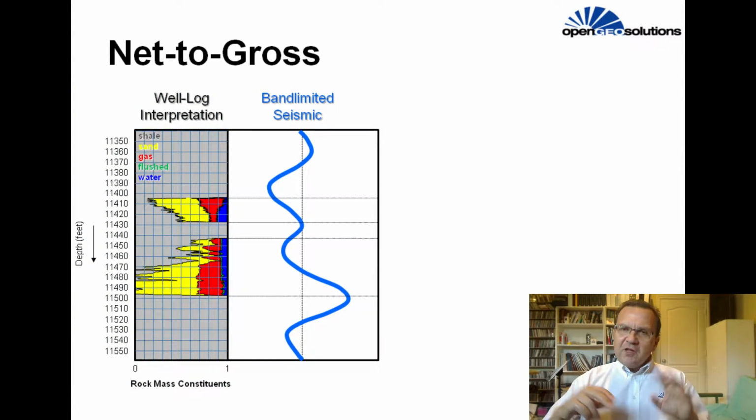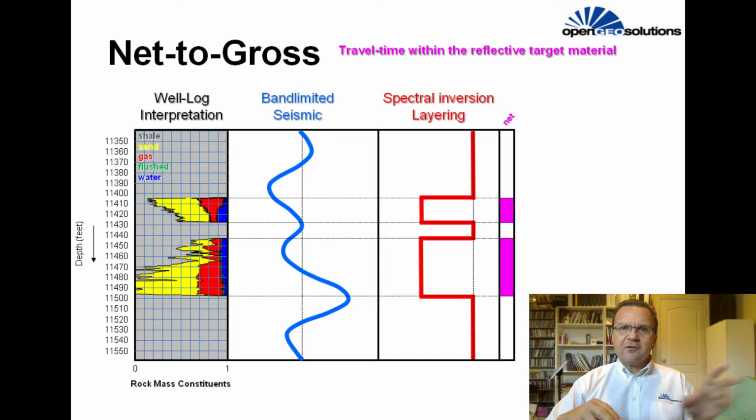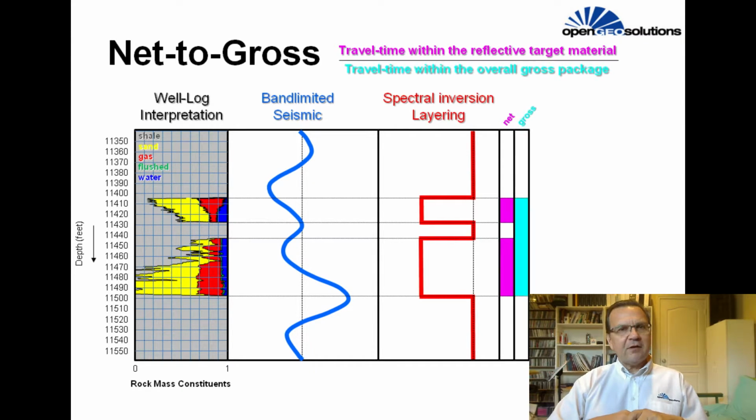At the seismic scale, and specifically in the context of spectral inversion layering, we often consider net to gross as the travel time spent in the reflective target material as compared to the travel time spent in the overall gross package. In 3D, the distribution of reflective material provides insight regarding architecture, heterogeneity, and connectivity.